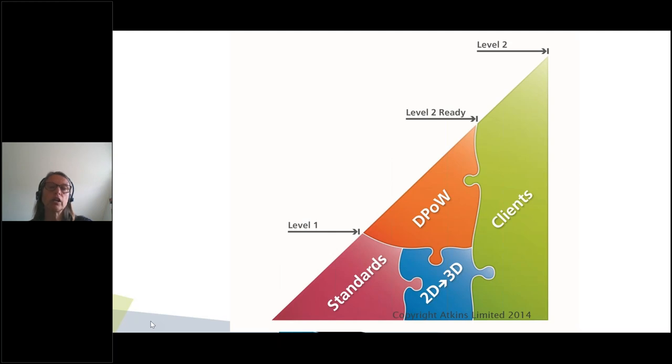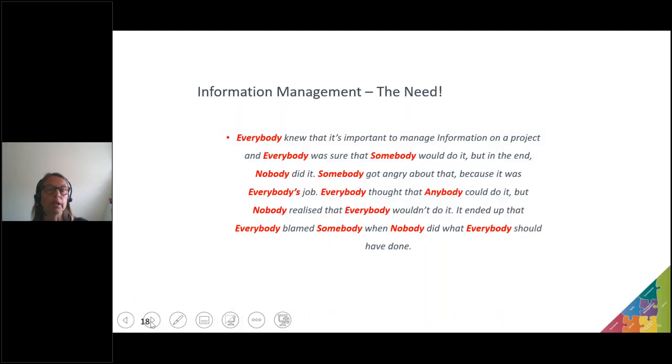But actually, we can only be level two ready. We cannot be boasting that we're level two if the clients haven't actually been asking for it and if there's a good match between what they're asking for and what we're delivering. So I remember this coming up.